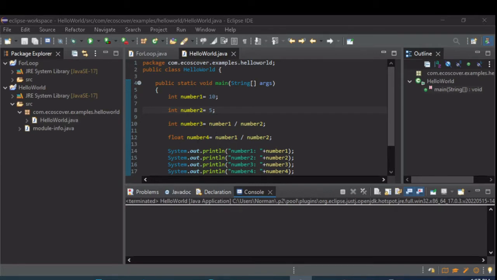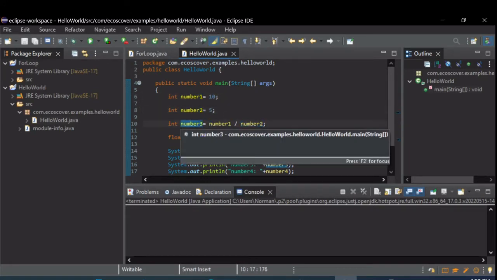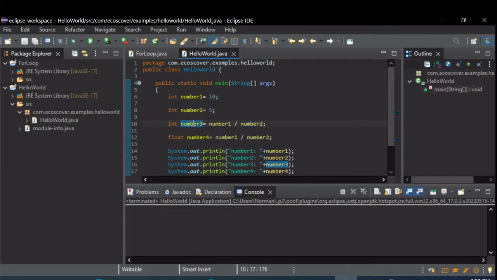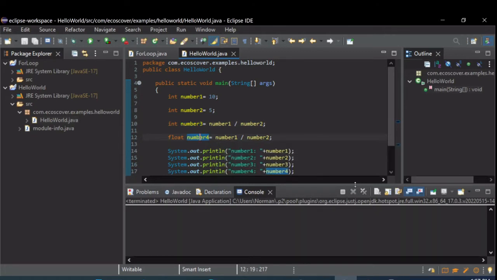Initialize number 1 to 10, number 2 to 5. Initialize number 3 to number 1 divided by number 2. Number 4 is a float which I'm initializing to number 1 divided by number 2 as well. Now when I run this, you see 10, 5, number 3 is 2, as we'd expect, and number 4 is 2.0, which is how a float prints out. So not too exciting. In this case, dividing these integers works just like you would expect.